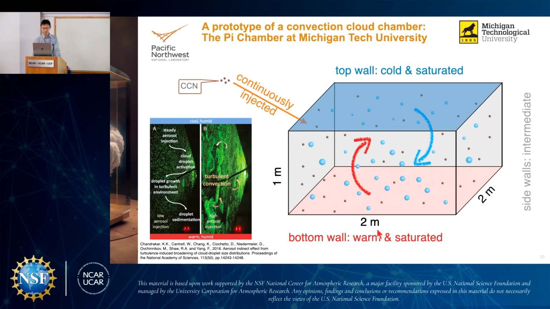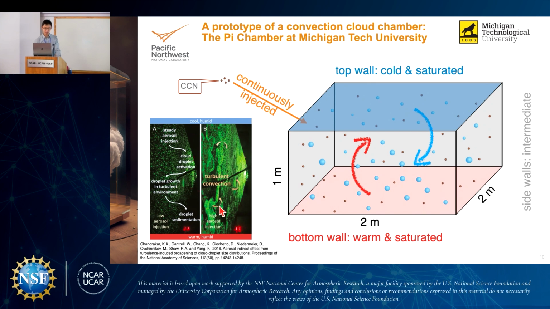This is a schematic of the Pi chamber at Michigan Tech University. Although the sidewall in the real Pi chamber is usually cylindrical, in the simulation we usually simplify it with a cuboid domain. So here I still use it for illustration. There should be a warm and saturated bottom wall and a cold and saturated top wall. So there will be a Rayleigh-Benard convection, and that is a moist convection. Then according to the Clausius-Clapeyron equation, there will be supersaturation. Then we inject CCN, and there will be the cloud.